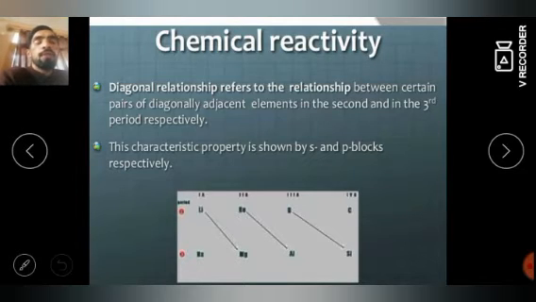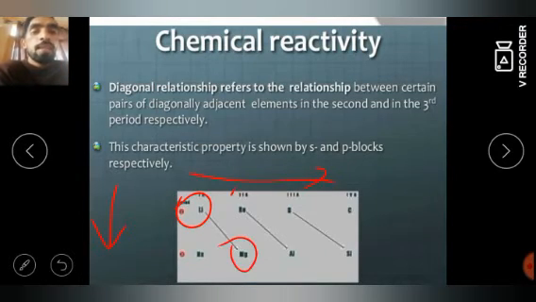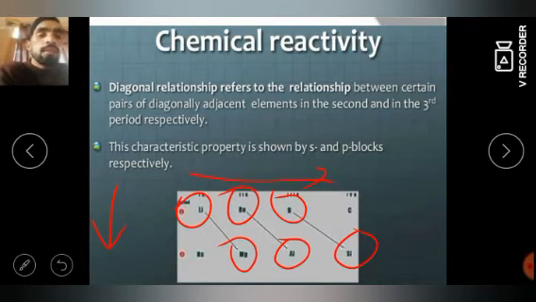Now if we talk about chemical reactivity, there are generally only 2-3 properties. Number one, diagonal relationship. Usually it was taught to us that the periodic table has the same property down the group or the same type of nature along the period. But there are some diagonal properties also, like lithium is related to magnesium, beryllium is related to aluminum, and boron is somewhat related to silicon also. These characteristic properties are shown in S and P block only. These properties are called diagonal properties.